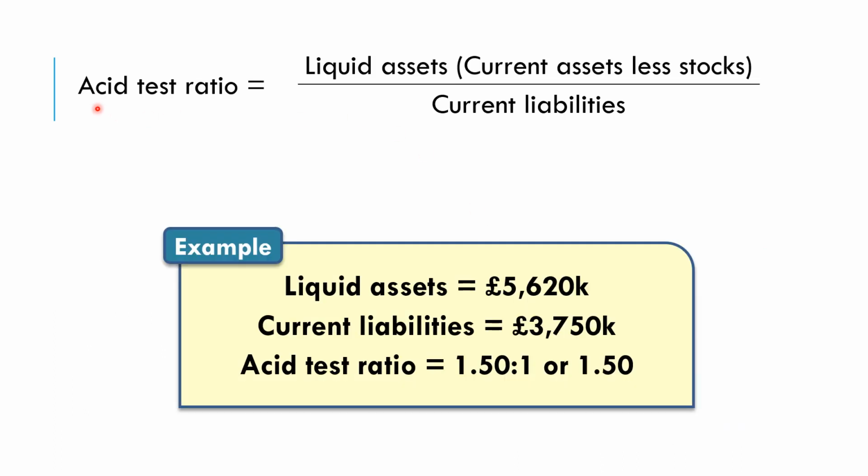The next one is the asset test ratio, or the quick ratio. And so this involves liquid assets divided by current liabilities, remembering that liquid assets don't include stocks. So current assets minus stocks gives you the liquid assets. So we're not including stocks here, we're just using cash and receivables. So let's imagine the business has liquid assets, cash and receivables, of 5.6 million, and they owe 3.7 million. So the asset test ratio is 1.5 to 1, or 1.5, which means for every £1 they have to repay within a year, they have £1.50 worth of liquid assets, so cash or money owed from debtors.